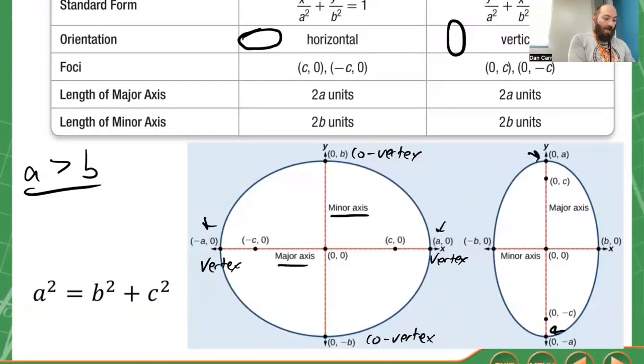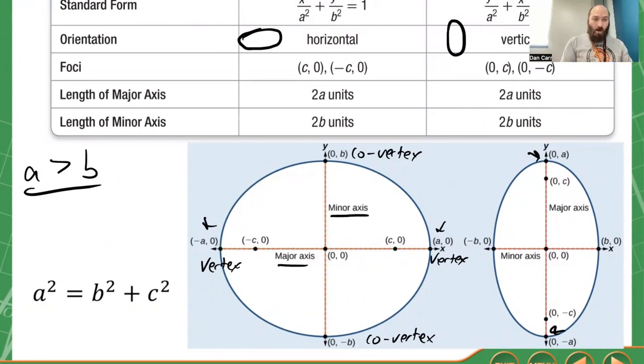When we look at the total length of each of those, the length of the major axis is 2 times a. The reason why is that if a goes here and I go to another a that way, the whole length is 2a. Same thing going this way. That's b, that's another b, so the whole length is 2 times b. That's just thinking about that length idea there.